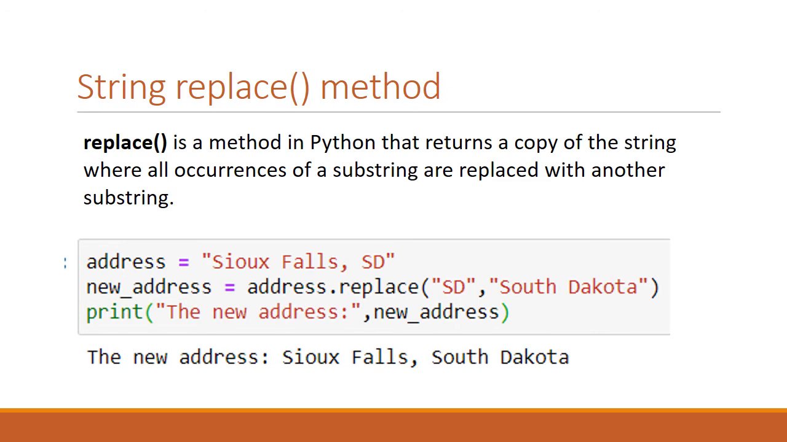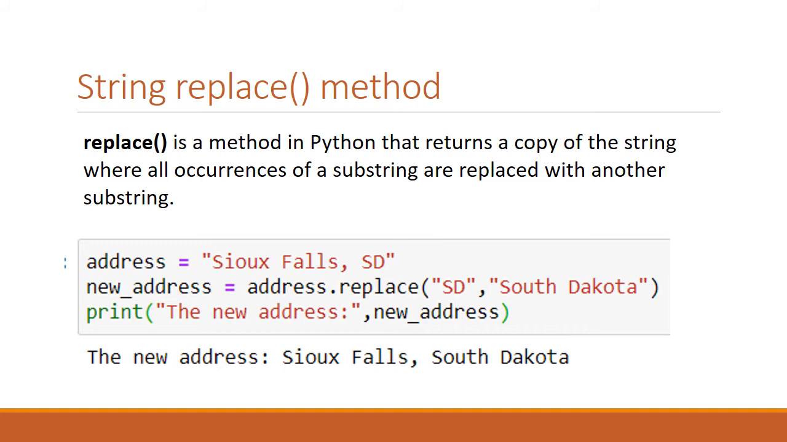The replace method in Python returns a copy of a string where all occurrences of a substring are replaced with another string. So let's look at our example where we're going to assign the variable address the value Sioux Falls, SD. Now we're going to write a line of code that's going to replace SD with South Dakota.